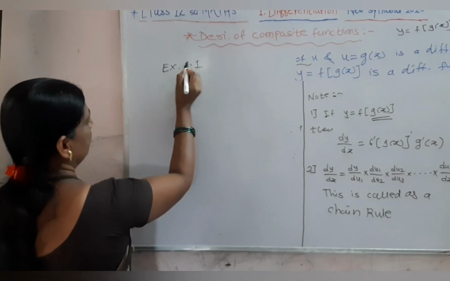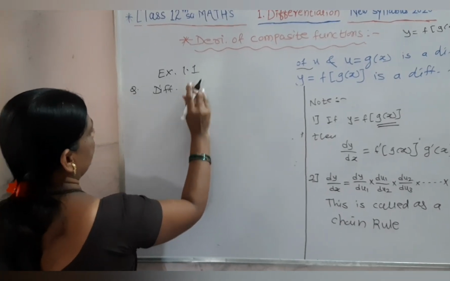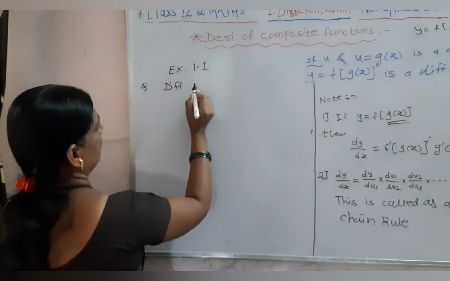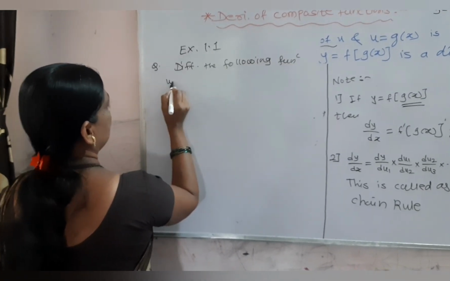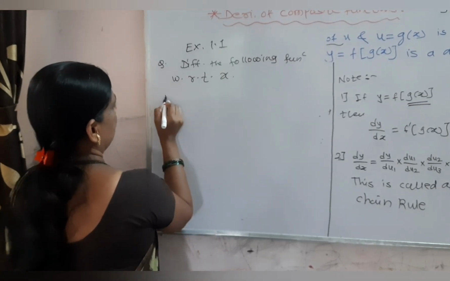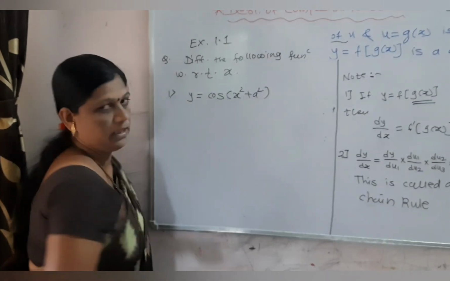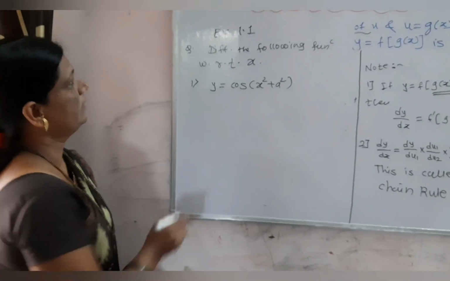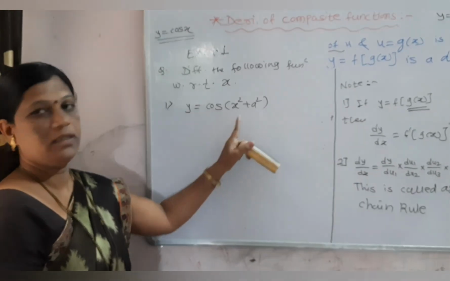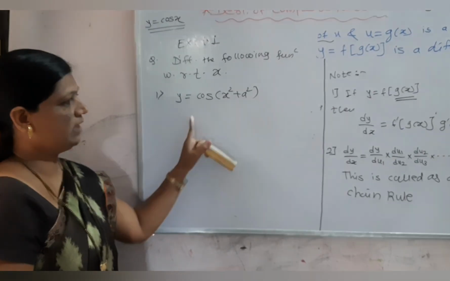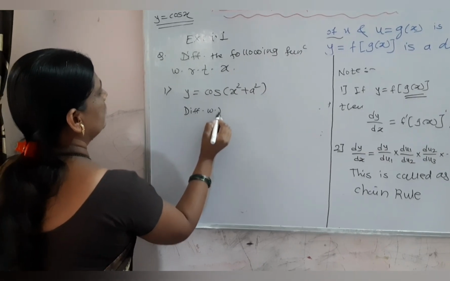In Exercise 1.1, the first question in the examples is: differentiate the following functions with respect to x. So first, y equal to cos of x square plus a square. This is a composite function. Here we do not have a simple function. Suppose y equal to cos x, then that is a simple function. But cos of x square plus a square is a function of another function, that is, a composite function, and if I want its derivative, we have to take it by the chain rule formula. This is the given function. Now differentiate with respect to x.